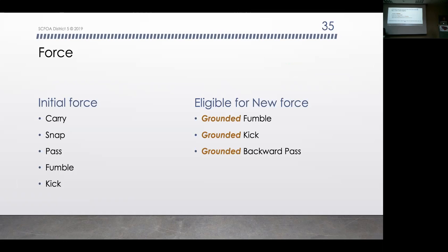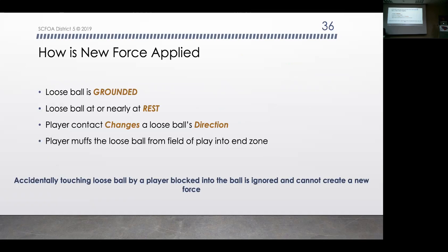How do we apply a new force? Well, the loose ball is grounded. It has to be at or nearly at rest, or player contact changes a loose ball's direction. The example we gave last week was, say I fumble, and the ball is rolling towards the sideline at the 2, and then another player comes to pick it up, and he muffs it, and it goes into the end zone. So the judgment call there is, would the ball have gone into the end zone on its own on the initial fumble, or did that player's contact change the direction of the loose ball and force it to the end zone? So that's a judgment.